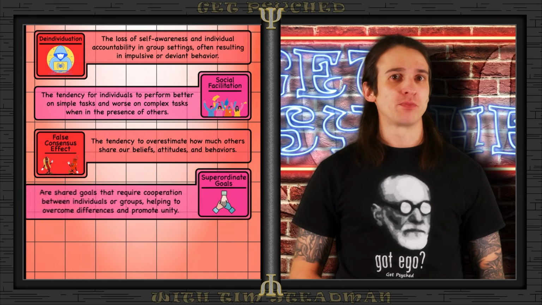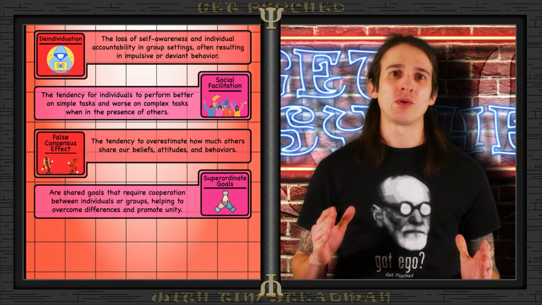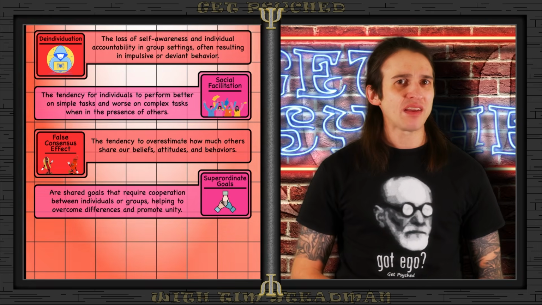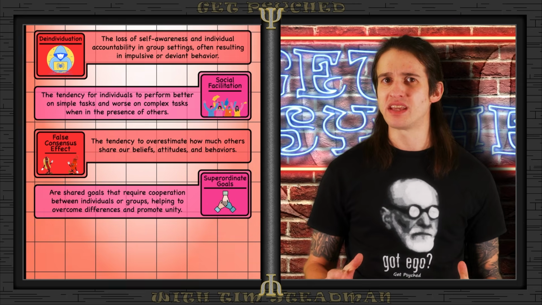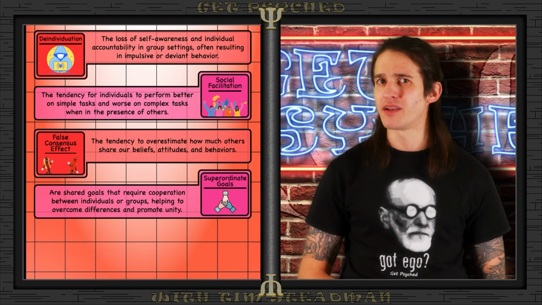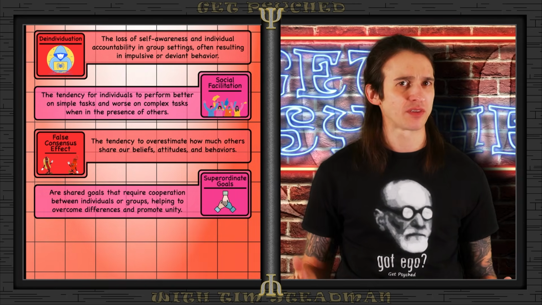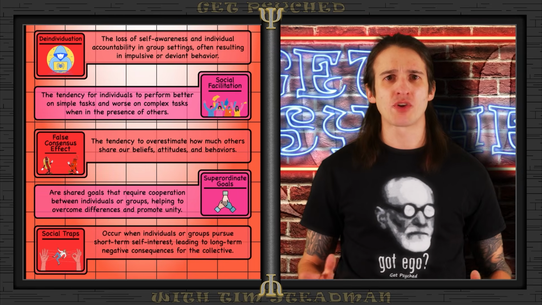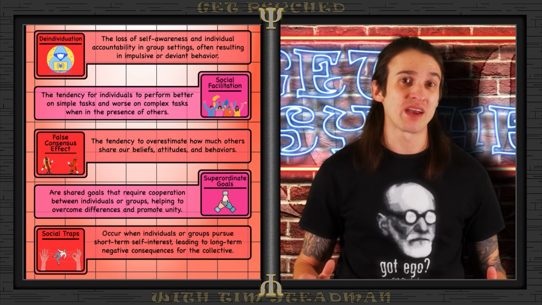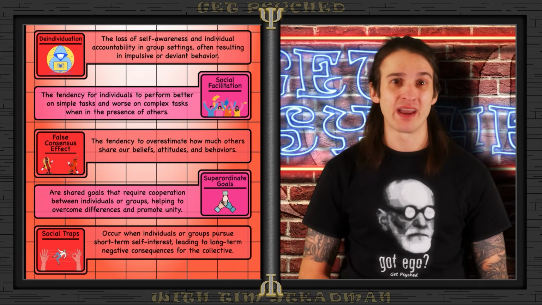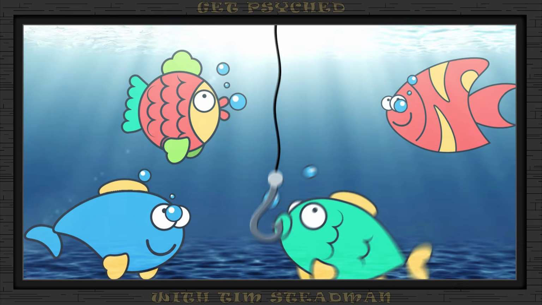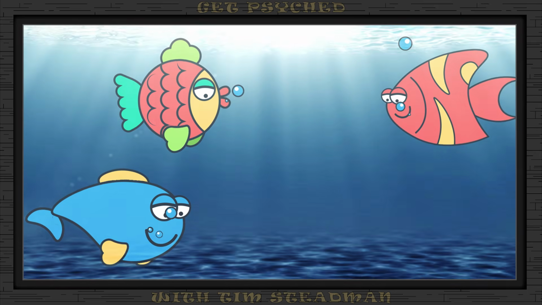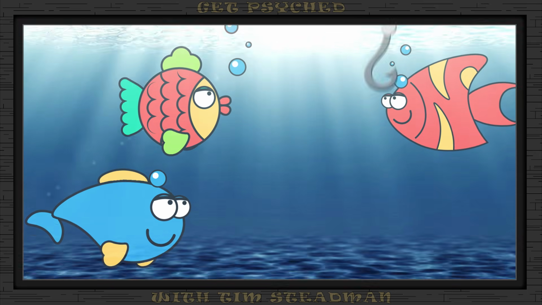Now let's talk about superordinate goals, which are shared goals that bring people together even if they don't usually get along. For instance, two rival sports teams might team up for a charity event, setting aside their competition to achieve a common purpose. And finally, there are social traps, where short-term self-interest leads to long-term negative consequences. Think about something like overfishing. Everyone wants to catch as much as they can, but if no one practices restraint, the fish population collapses and no one benefits in the end.